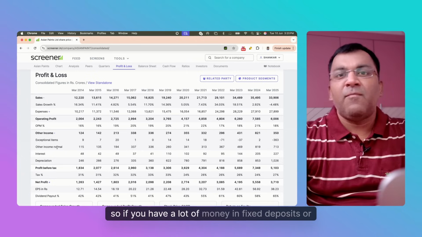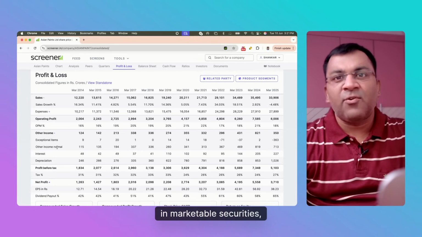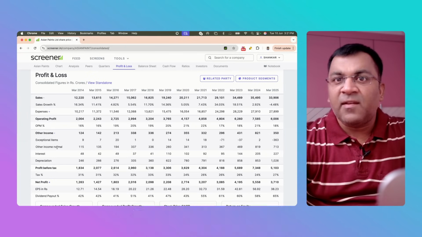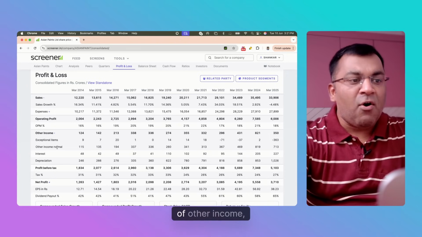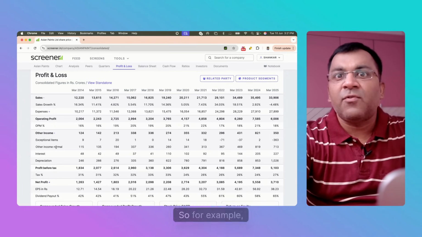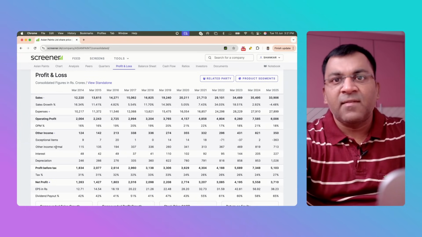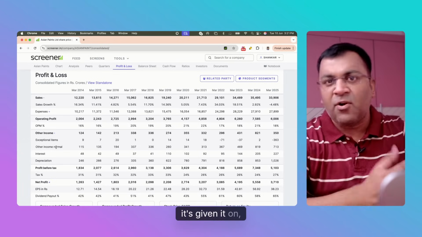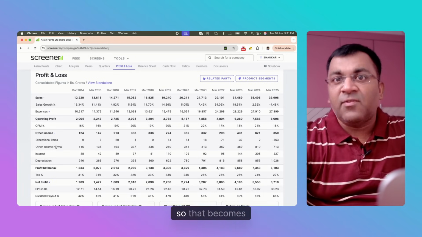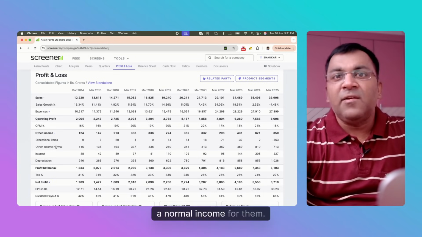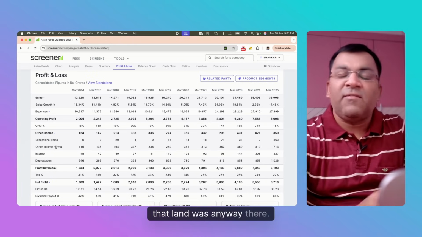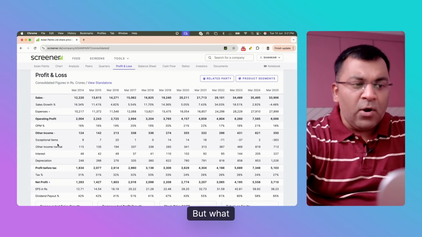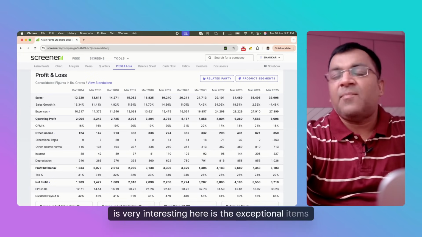If you have a lot of money in fixed deposits or in marketable securities, liquid funds, these companies keep a lot of money in liquid funds, etc. So the dividend that comes from there, the interest that comes from there, that becomes a part of other income. There's more stuff. So for example, if Asian Paints has lent out some of its residual real estate to some company, given it on lease, the lease payment that comes in becomes a normal income for them. It's not an abnormal income because that land was anyway there, and that also gets added up to this particular number. But what is very interesting here is the exceptional items part.